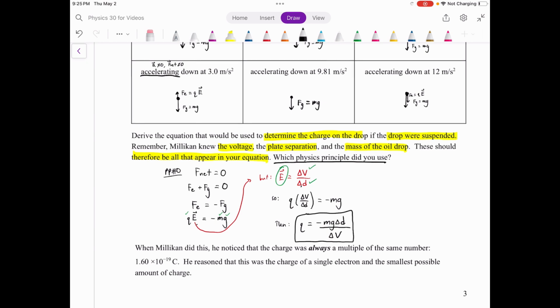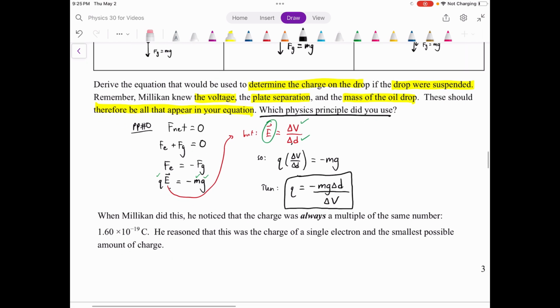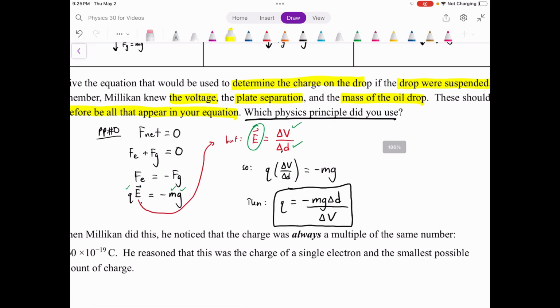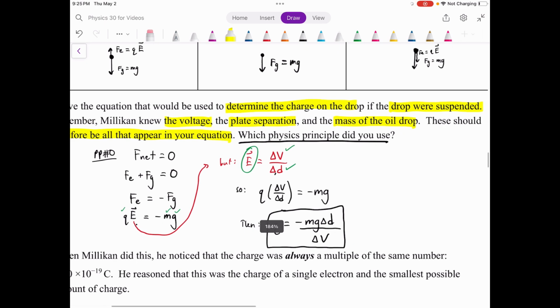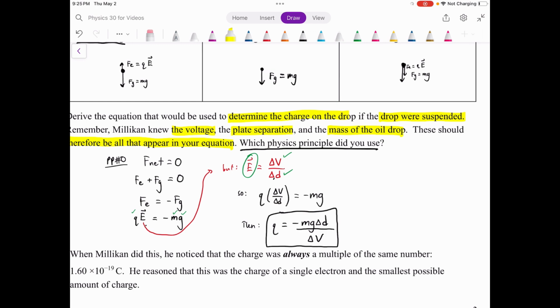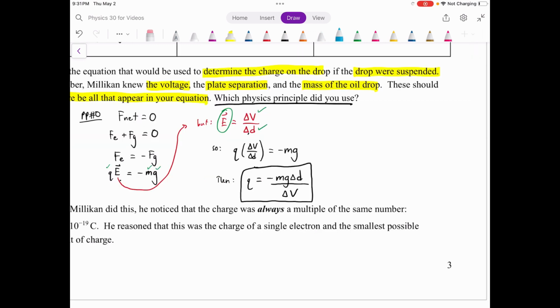Good question. That's a very good question. How it worked was Millikan did this, and he did it over and over and over again. Like any good experiment, you do as many trials as you can. He did it for tons and tons of oil drops, and he calculated the charge over and over. And the resulting data that he got from calculating the charges on all these oil drops looked something like this.